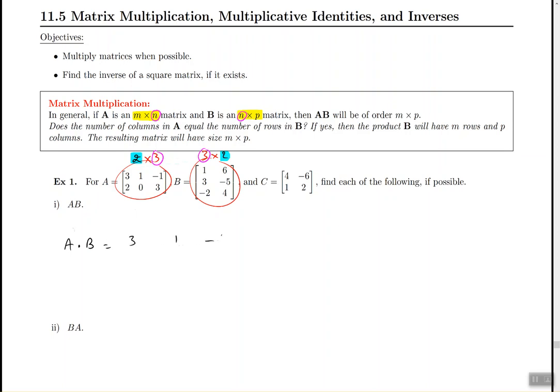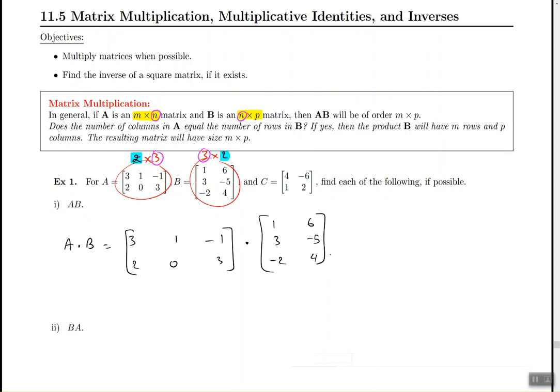So I'm going to write down the first row of A, the second row of A, and then I'm going to write down the matrix B, and it has the numbers 1, 6, 3, negative 5, and then negative 2, 4.